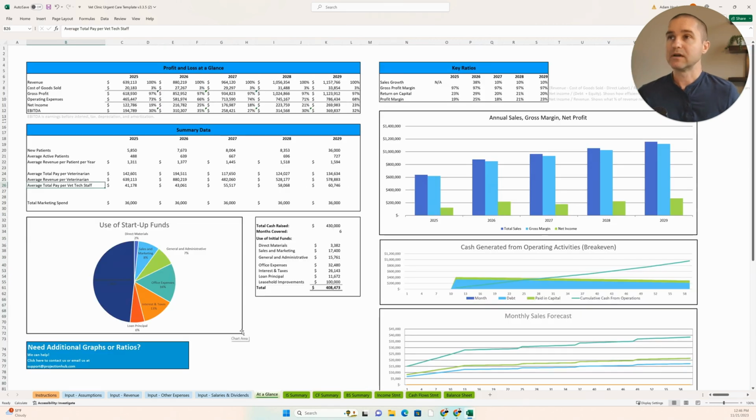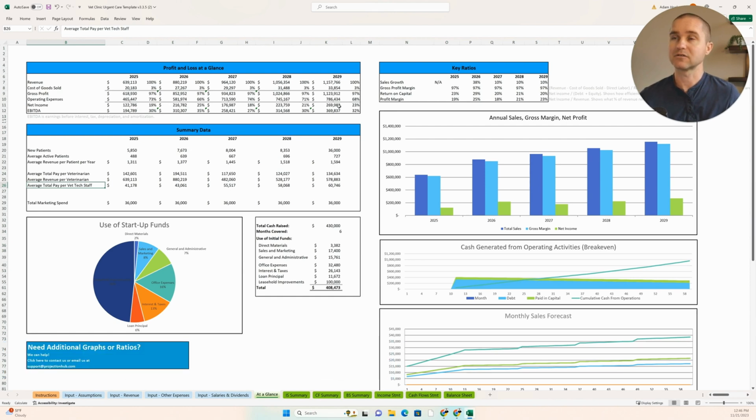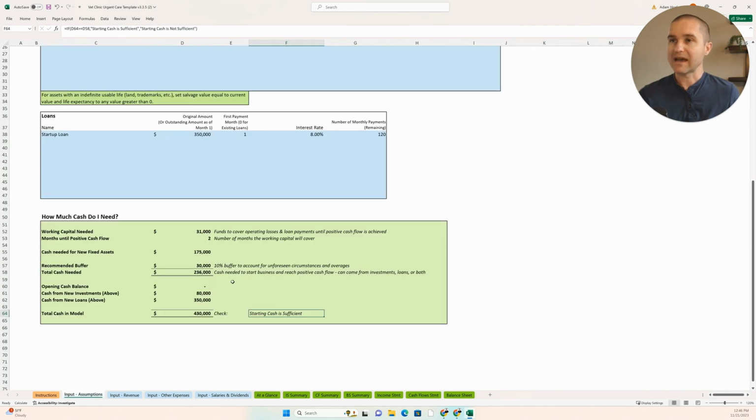So that is it on the input assumptions, and this brings us back to where we started. We can see what our profit and loss at a glance looks like, and some different key ratios here. As I mentioned, after you've made changes to the assumptions, you want to come back to this green table and make sure that it still says starting cash is sufficient. If the table does not say starting cash is sufficient, it could be that you're not breaking even, or that you don't have enough cash to cover until you break even. So those are some assumptions that you'll want to take a look at.